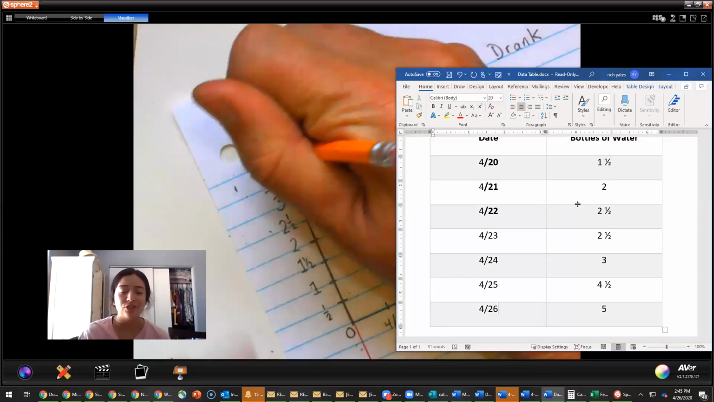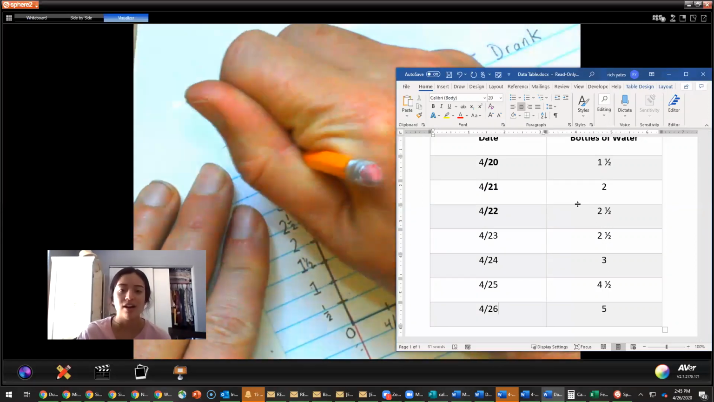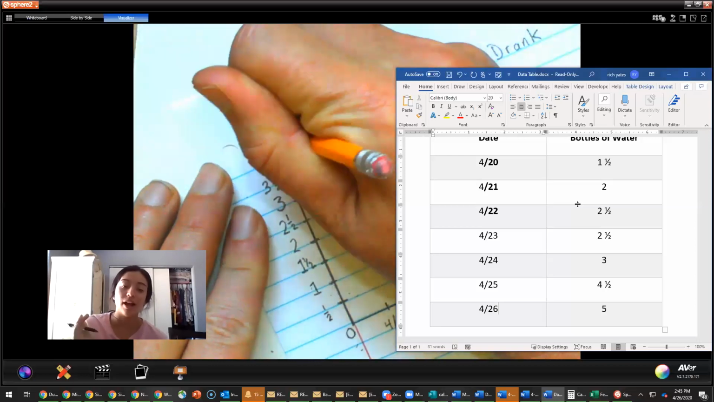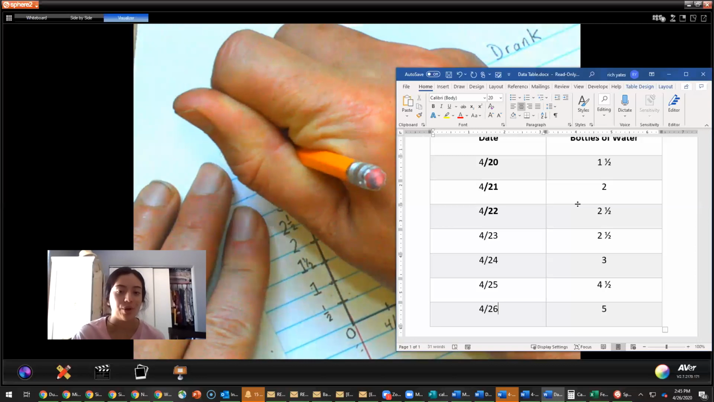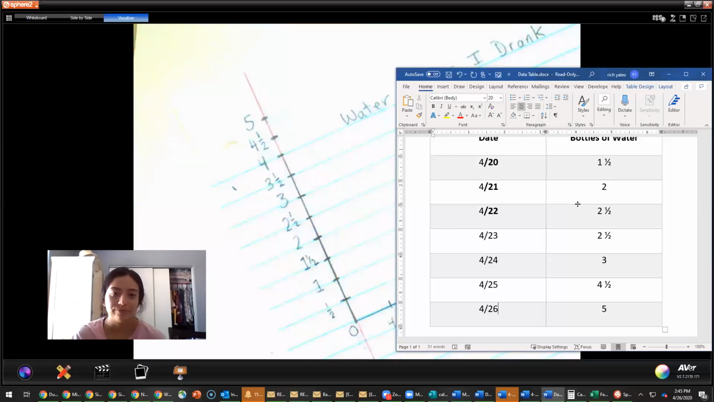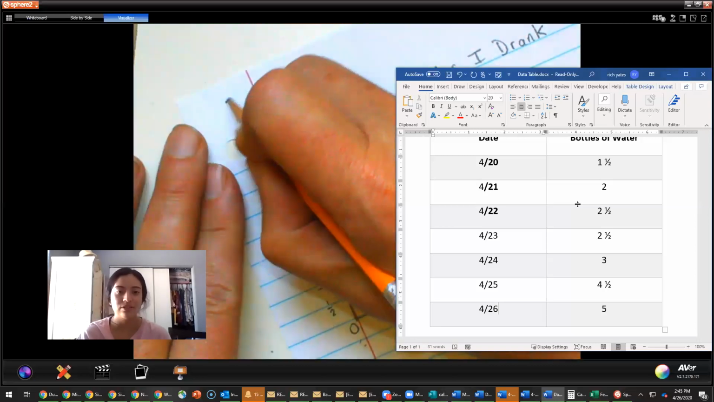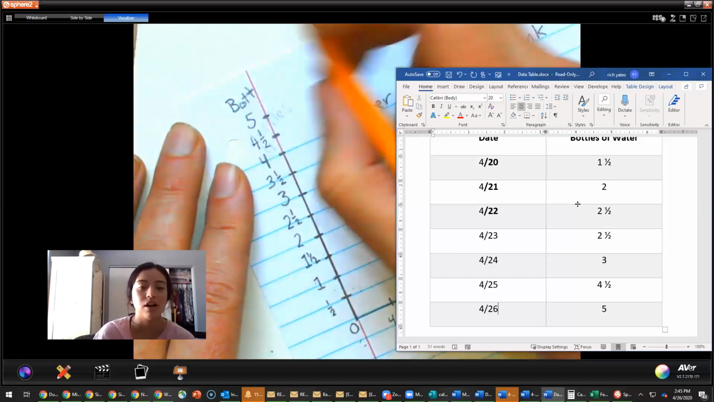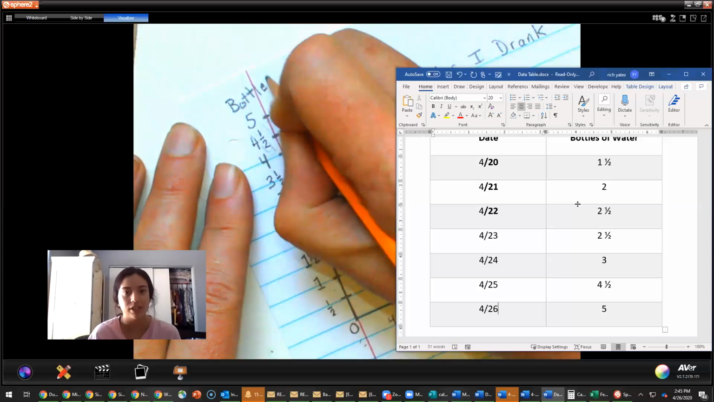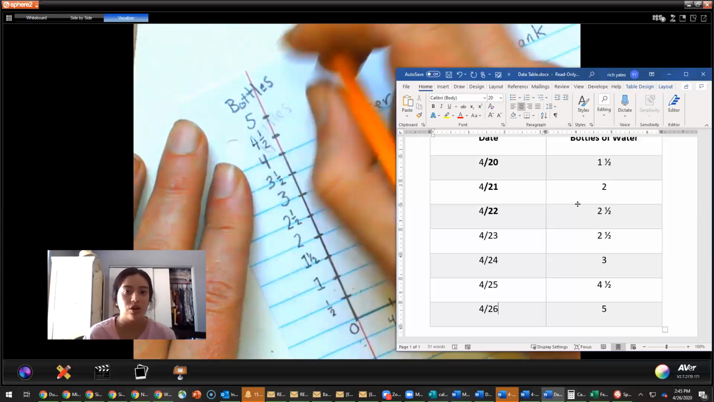And if you have to, just like Mr. Yates is doing, you can always extend it up as well, in case you don't have enough room. So there is going to be our y-axis, which is the number of bottles that I drank each time I went out.